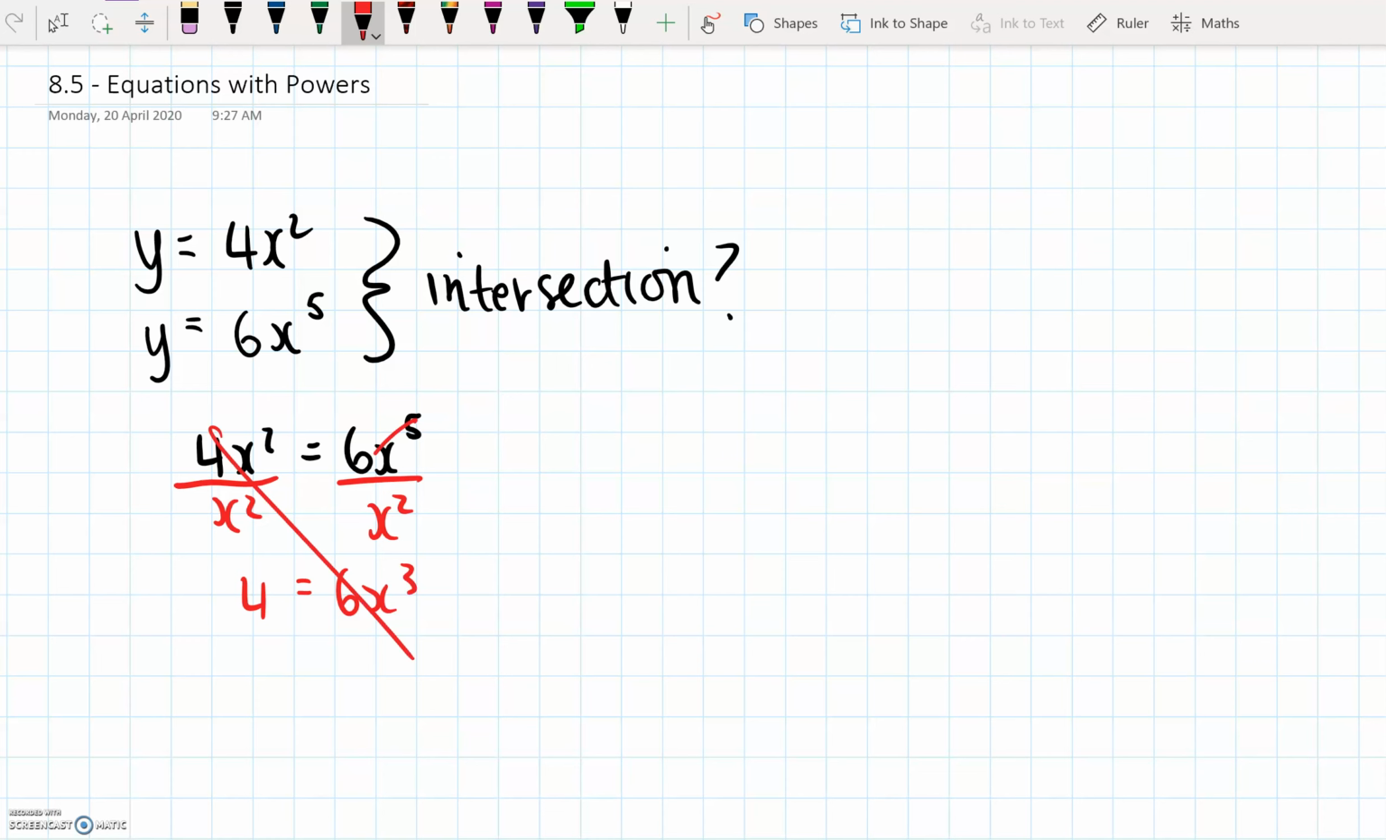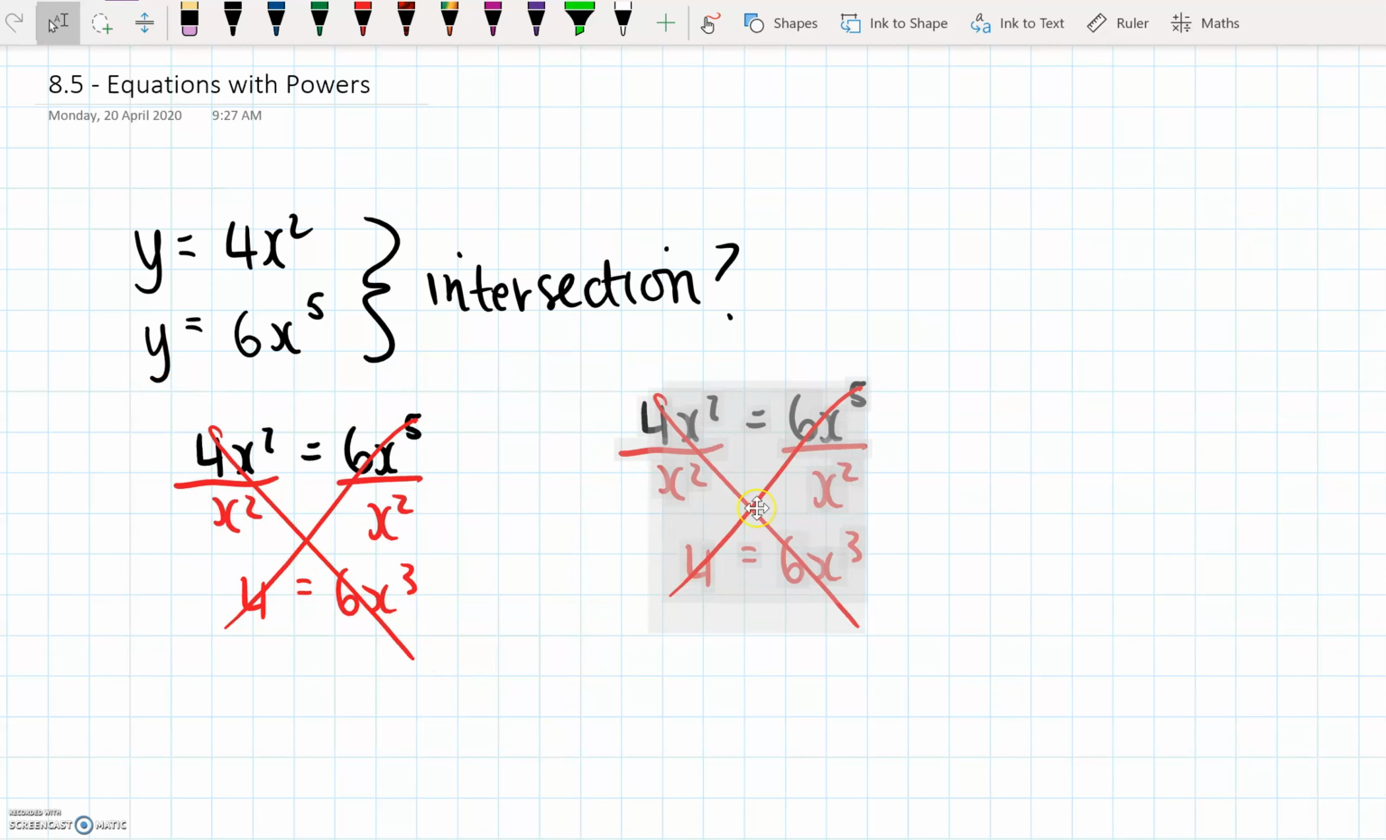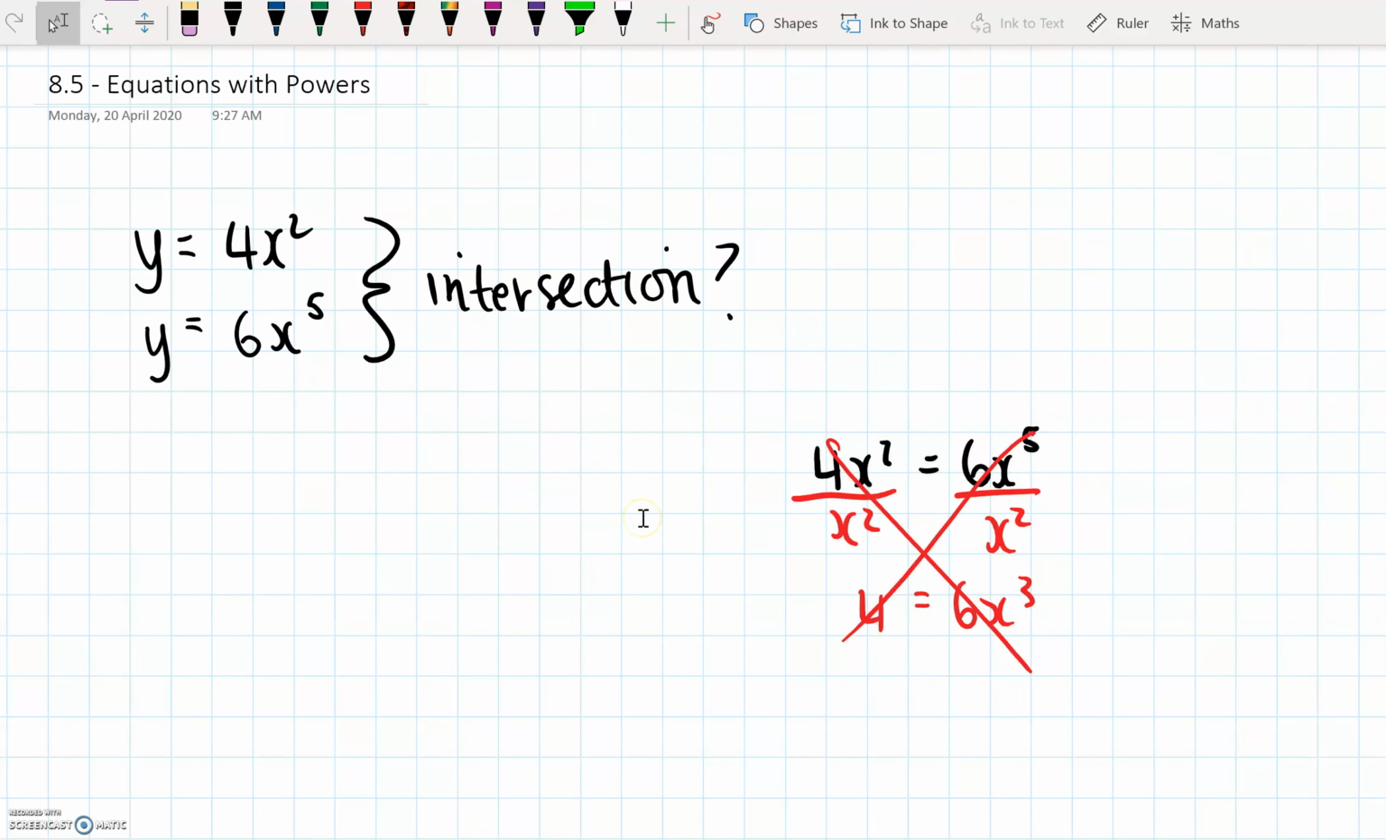Okay? No, do not do this. Okay, so I'm going to move this over so that we remember it. This is a big no. Okay? Now, let's go back to what we actually have. So 4x squared equals 6x to the power of 5.